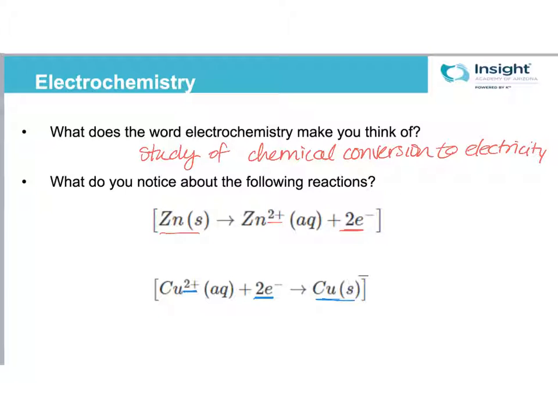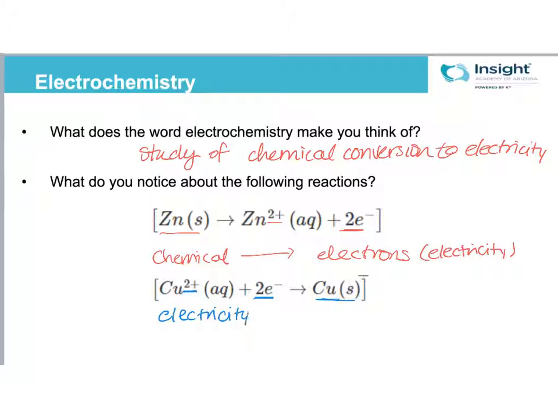All right, so you can think of it as, here we've got chemical to electrons, which is the basis of electricity. All right, so when you plug something in and you have electricity flowing through it, it's actually electrons that are moving around. And then here you've got electricity, the electrons getting converted back into a chemical.